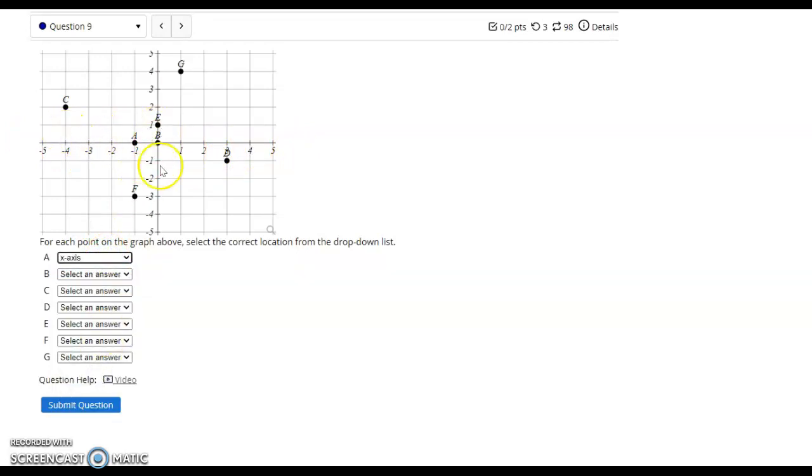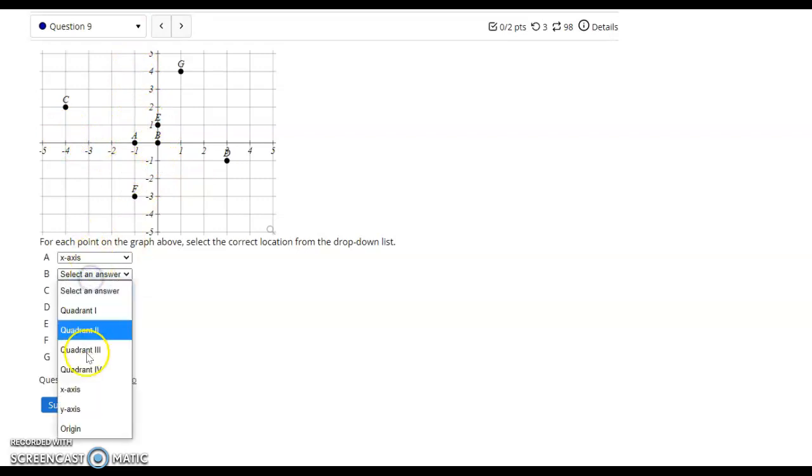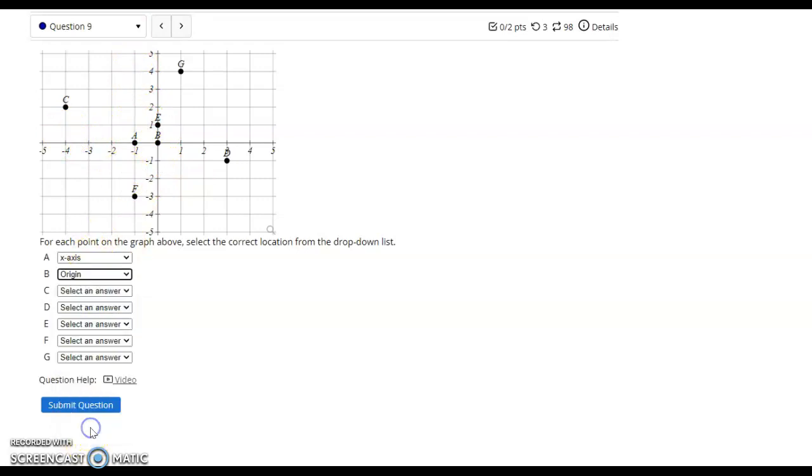B is on the x-axis and the y-axis, so what would that be? Well, that one would be the origin. Okay, C is quadrant 2. Remember, 1 is top right, 2 is top left. D is going to be bottom right, so that's quadrant 4. E is on the y-axis. So we'll select y-axis there.